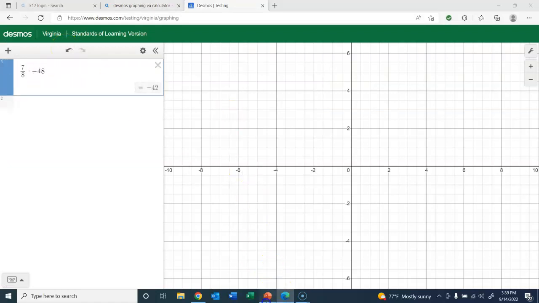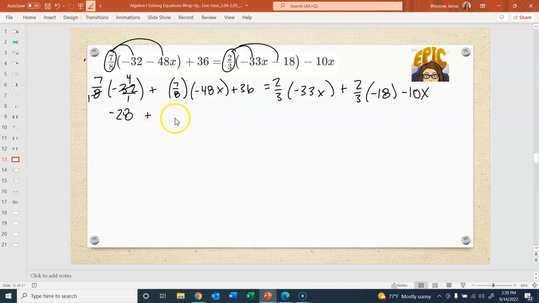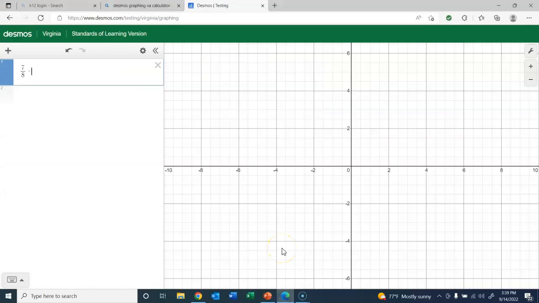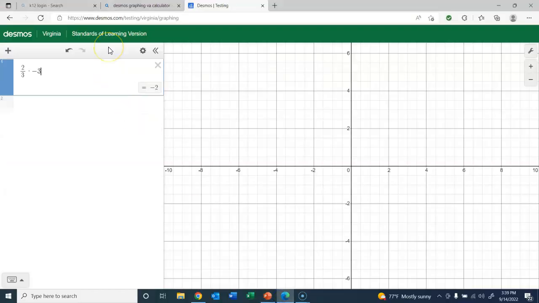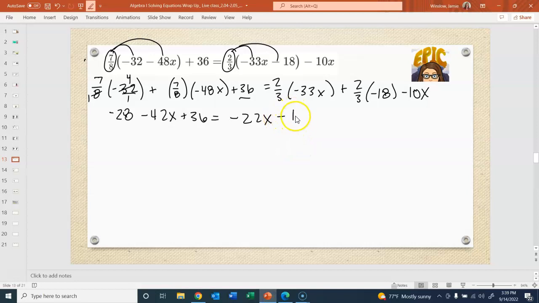Get negative 42x. Negative 42x. Bring down the 36. Now, 2/3 times negative 33. 2/3 times negative 33, you get negative 22x. And then we have 2/3 times negative 18. You get negative 12. And we'll bring down the negative 10x.